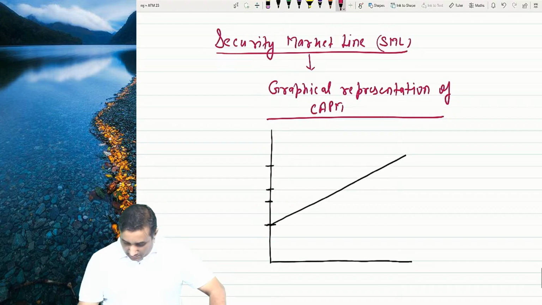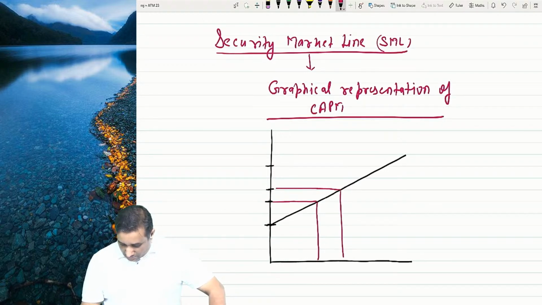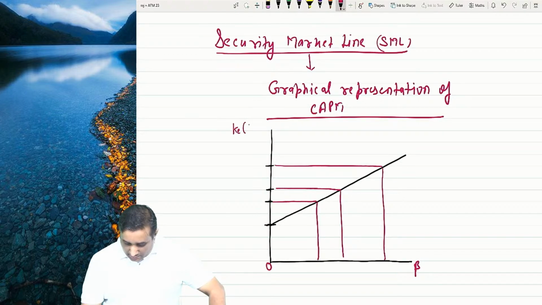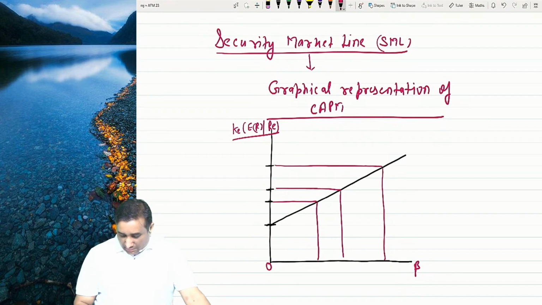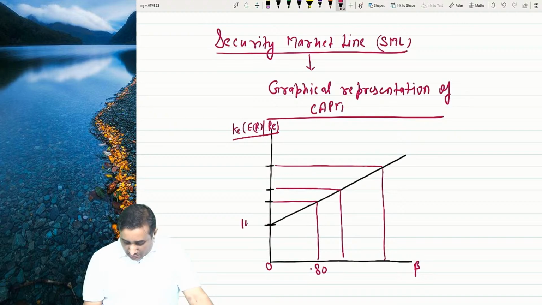So if I try, this will be this way. Now this is 0. This is beta. This will be KE. It is interchangeably known as expected return or RE. Actually, RE is the correct term, which anyhow will come in future classes. Now beta first was 0.8, return would be, oh sorry, this is 10. At 0.8 how much return? 14. If the beta increases to 1, return is 15.